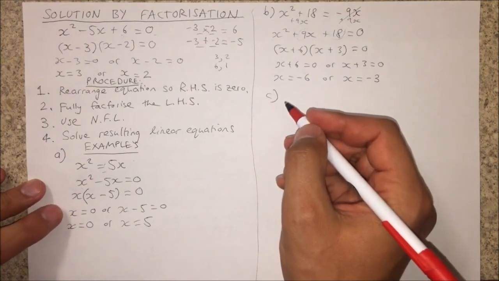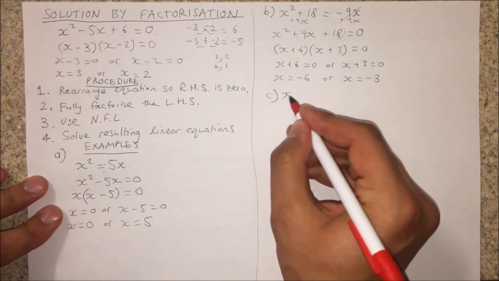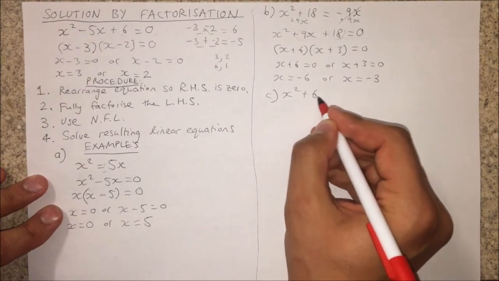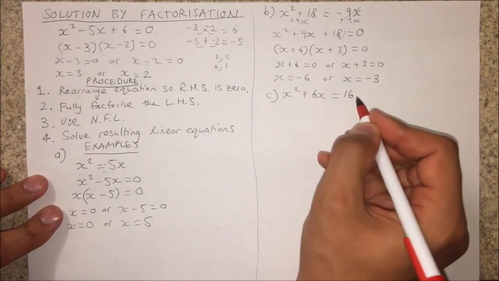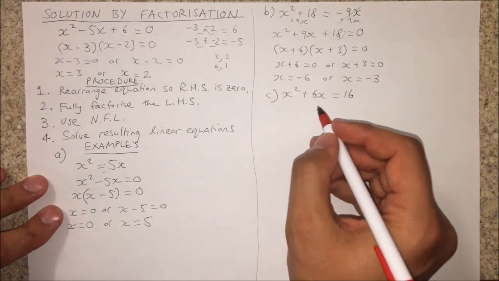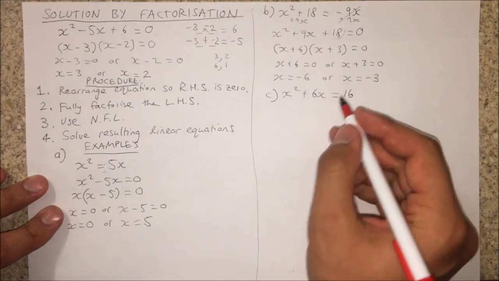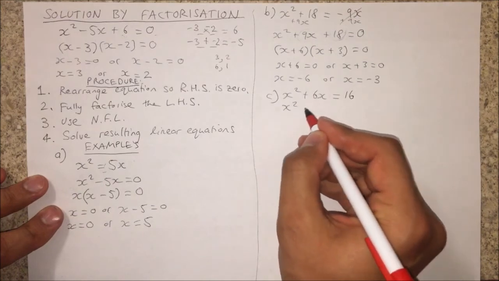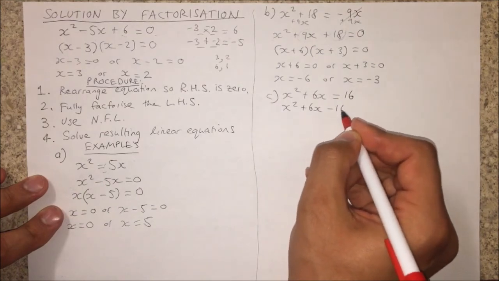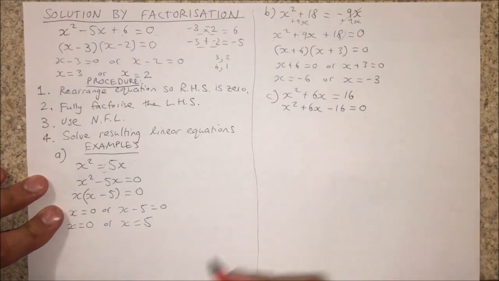Our third example, we're going to have x squared plus 6x equals 16. So right hand side equals 0, so we're going to take 16 from both sides. I'm going to be left with x squared plus 6x, take 16 equals 0.